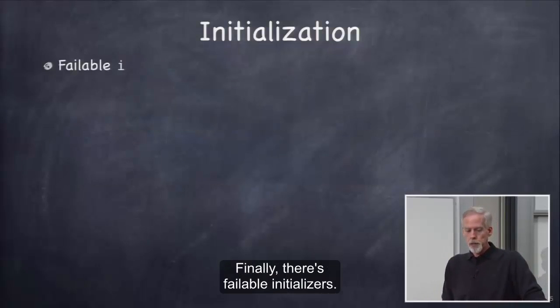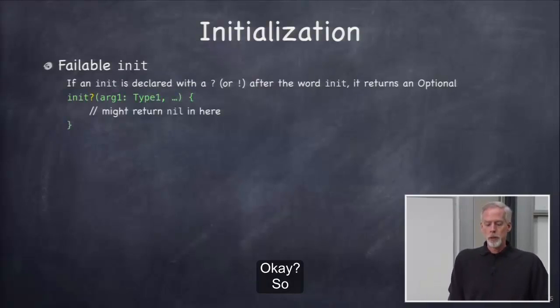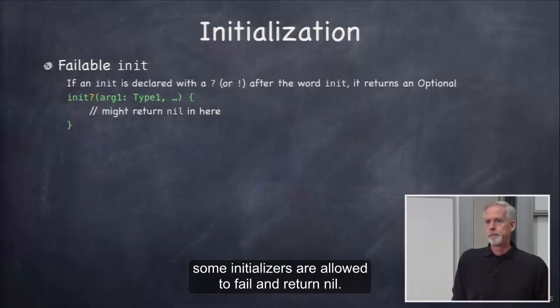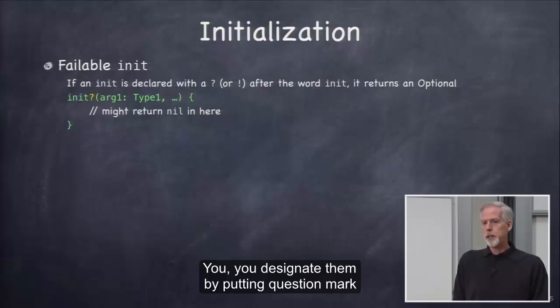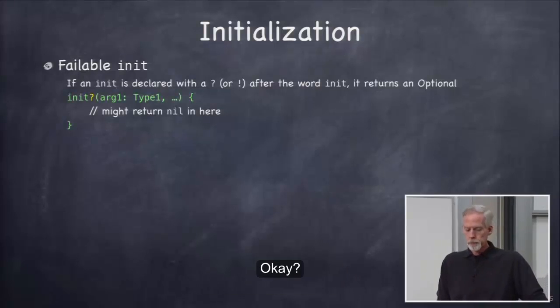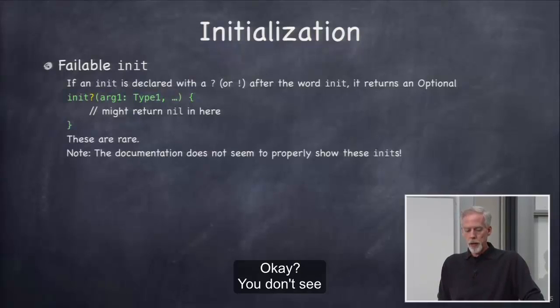Finally, there's failable initializers. So some initializers are allowed to fail and return nil. You designate them by putting a question mark after the init, like this right here. Now, this is pretty uncommon. You don't see this very often.